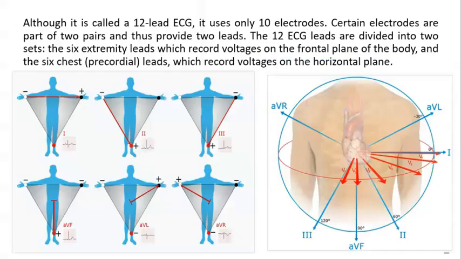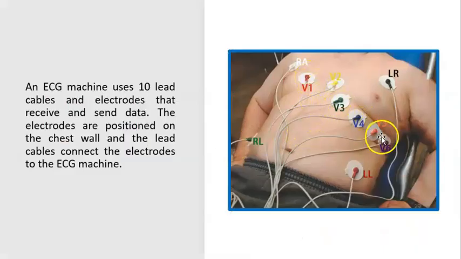One concept to understand is that although it is called a 12-lead electrocardiogram, it uses only 10 electrodes because certain electrodes are part of two pairs and thus provide two leads. These 12 electrocardiogram leads are divided in two sets. The 6 extremity leads, these ones in blue, which are going to record voltages on the frontal plane of the body, and the 6 chest precordial leads, which are these ones right here in red. The 6 chest leads are going to be these ones, and the extremity leads are going to be these ones right here.